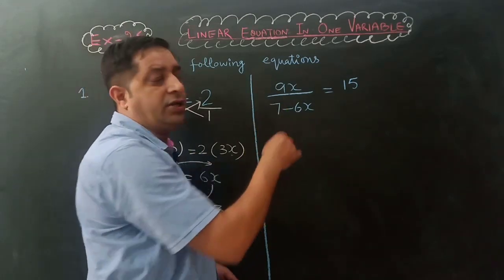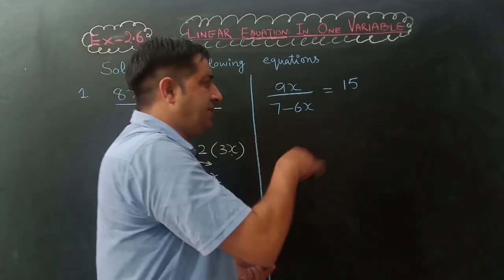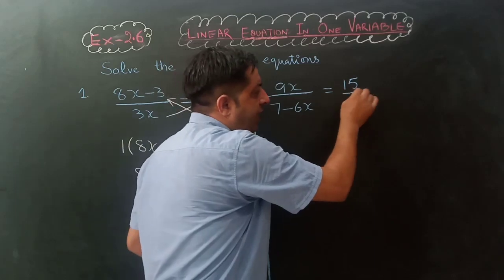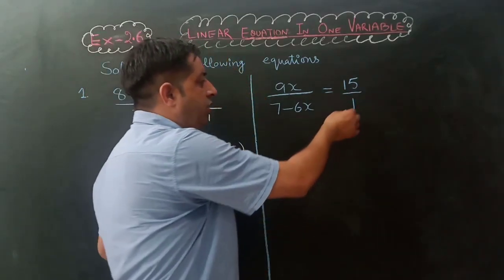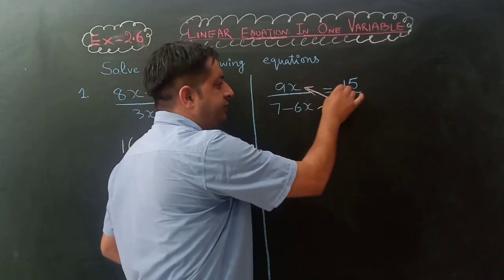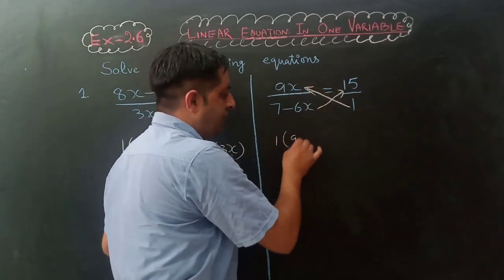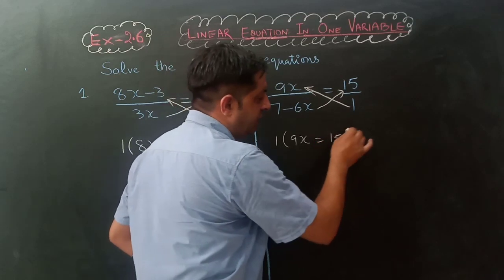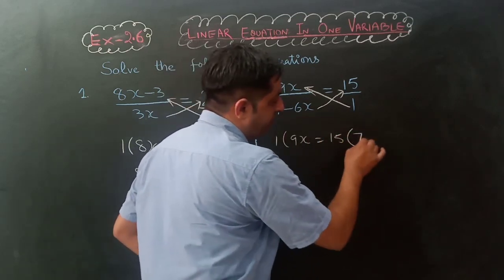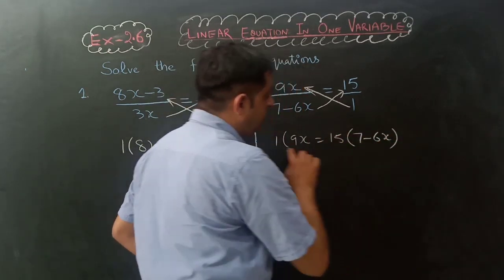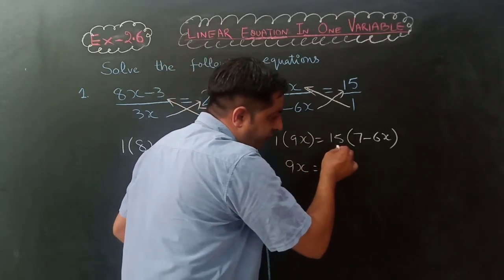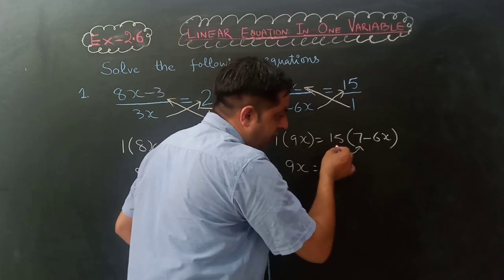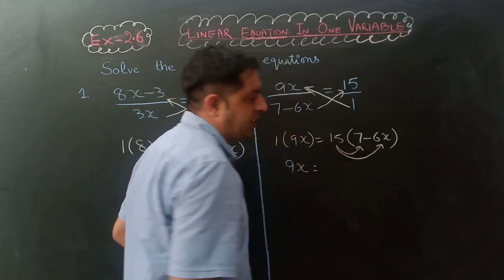Now the second question, 9x upon (7 minus 6x) is equals to 15. This is again not in linear form. First what we will do, we write 15 in rational form, 15 upon 1. Now cross multiply. 1 into 9x, 15, write in bracket (7 minus 6x). Now 1 into 9x, you will get 9x.